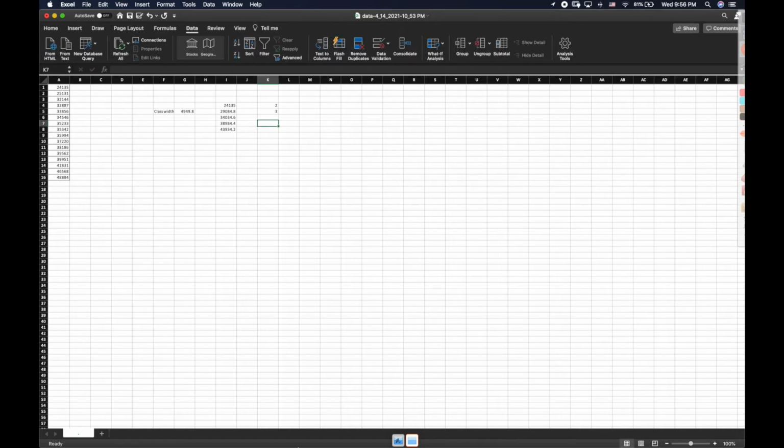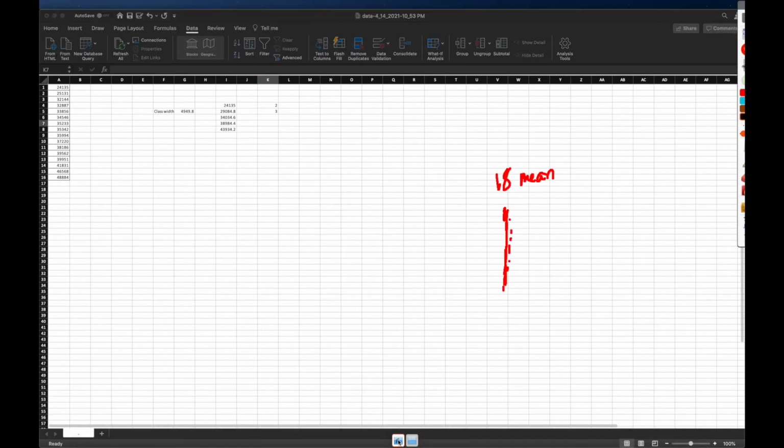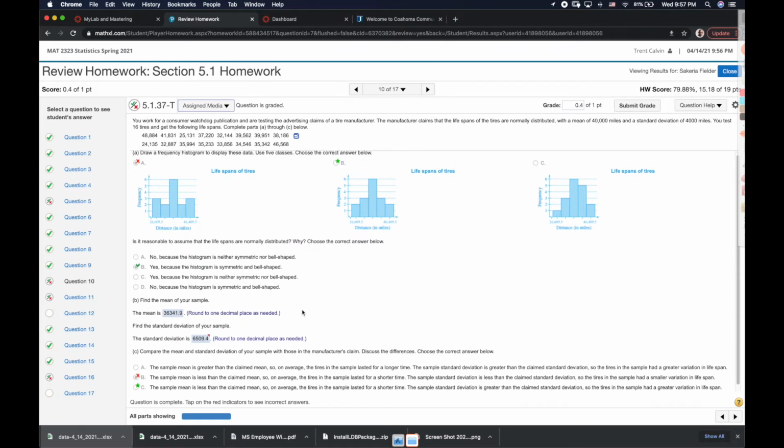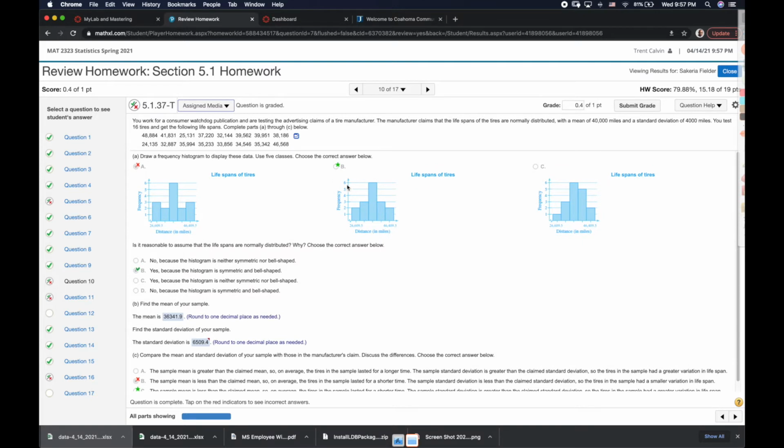Let's see, can we figure out what this is just by looking at that 2 and 3? Yeah, so it's going to be that first one. So my first class has a frequency of 2. My second class has a frequency of 3. And so you just keep going from there. All right, so the correct answer is B.